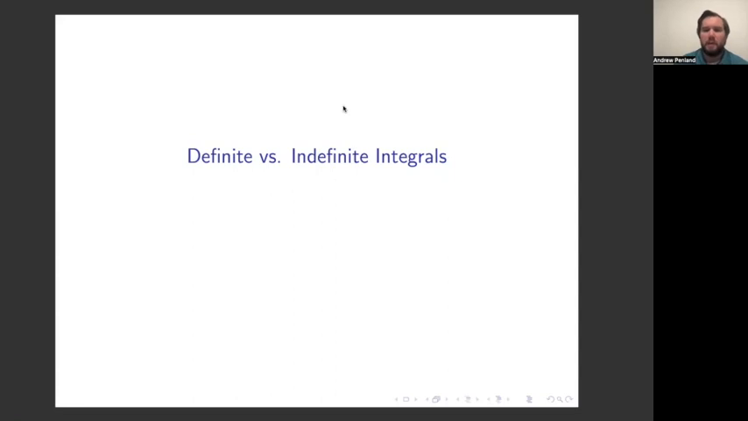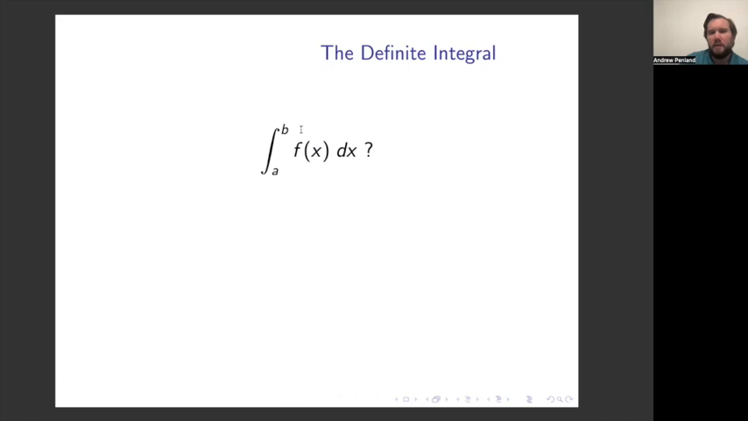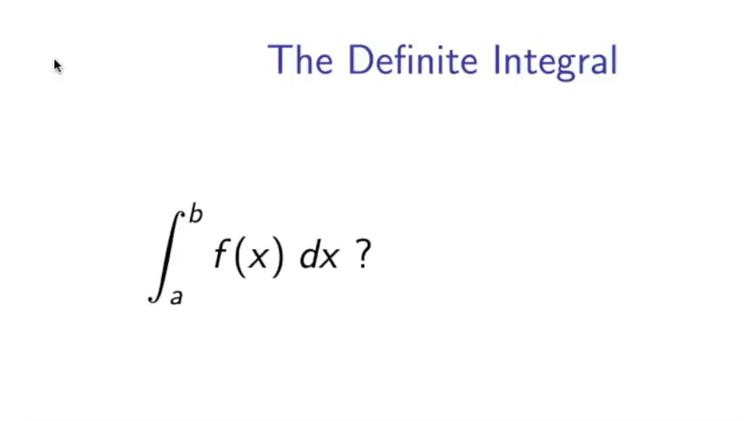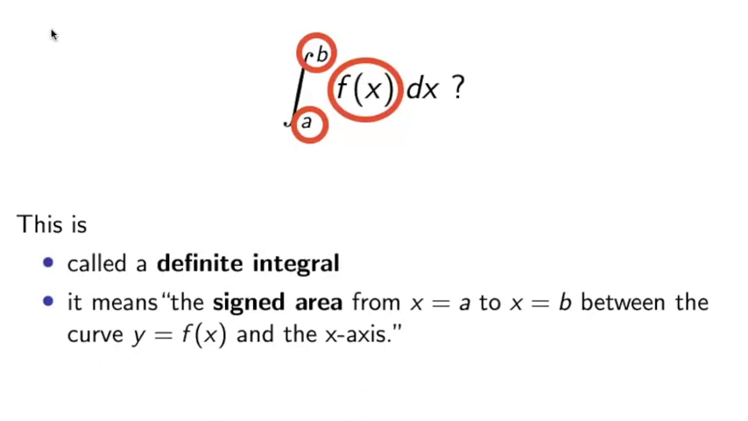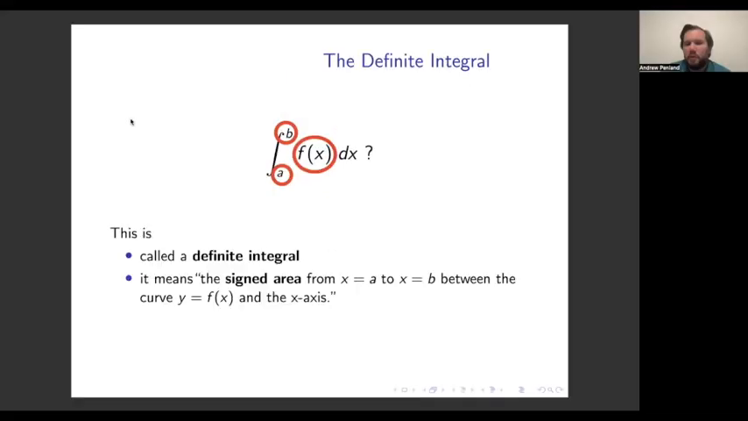So in this video, I want to talk about the difference between definite and indefinite integrals. The definite integral looks like this. It has the long S symbol for integrals. It has a lower limit and an upper limit, a function, and then a dx. So this is called the definite integral, and it means the signed area from x equals a to x equals b between the curve y equals f of x and the x-axis.